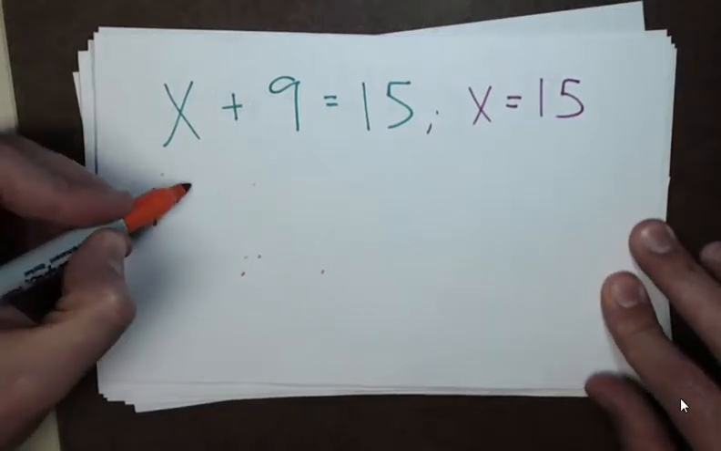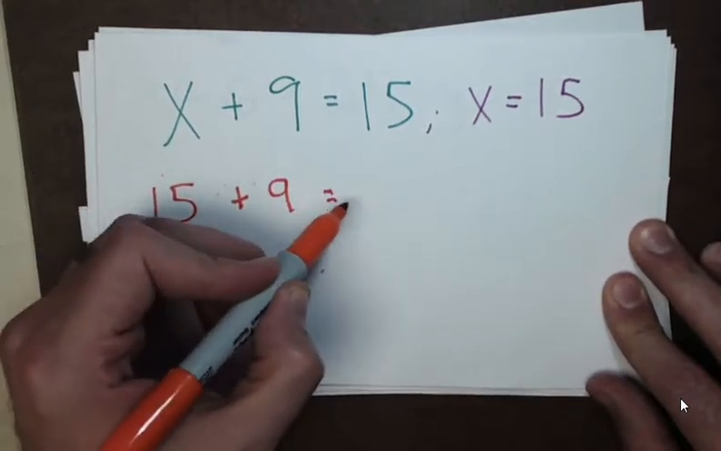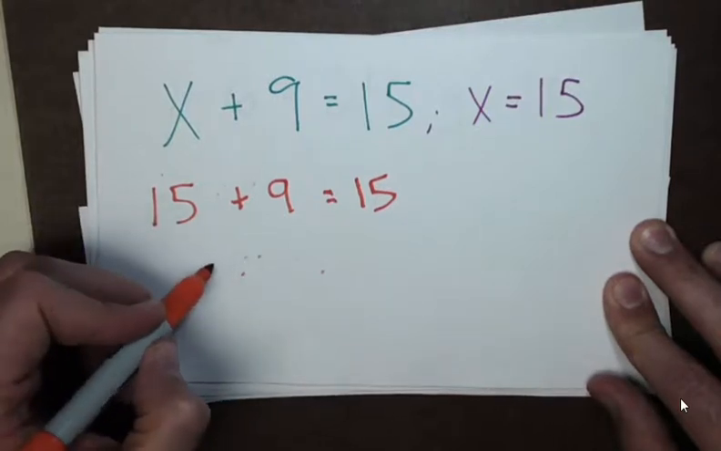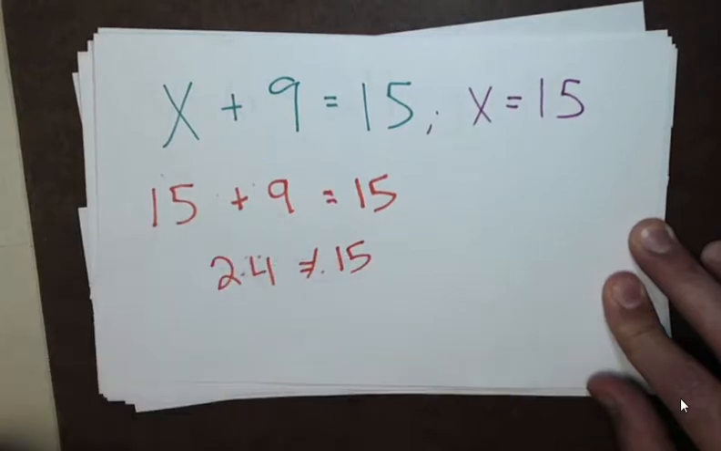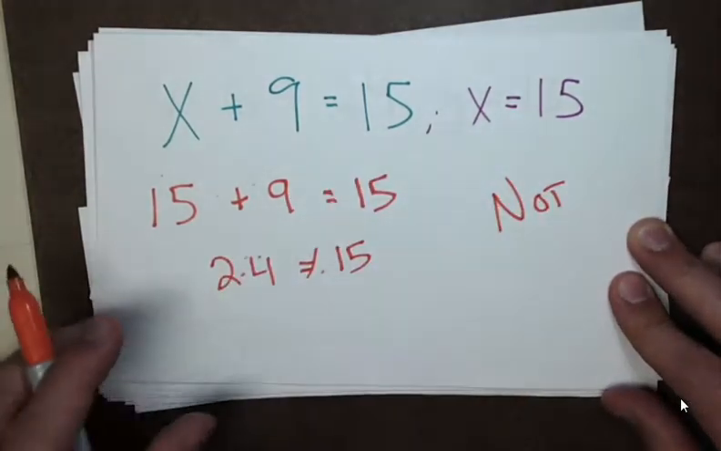Okay. Let's see if in this situation x equals 15 is a solution. So I put in 15. Add 9. Alright, 15 plus 9 is 24. And 24 does not equal 15. So this is not a solution.